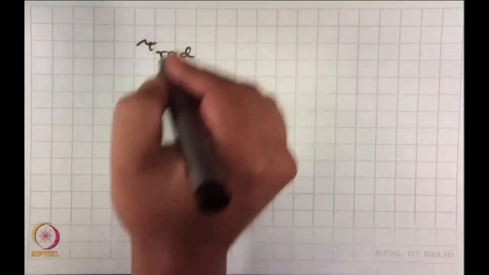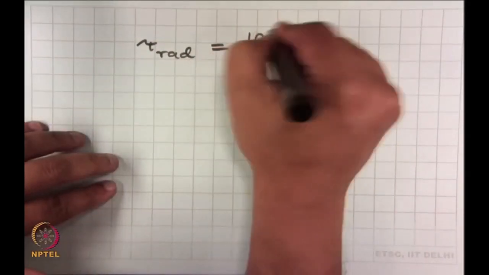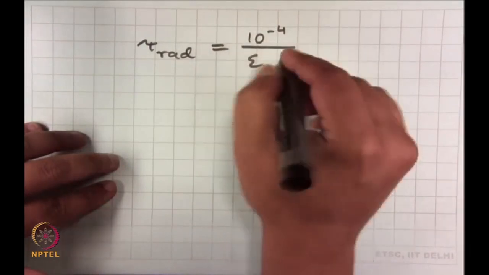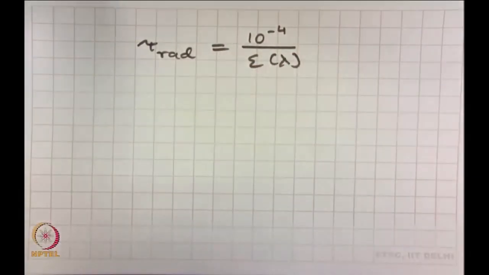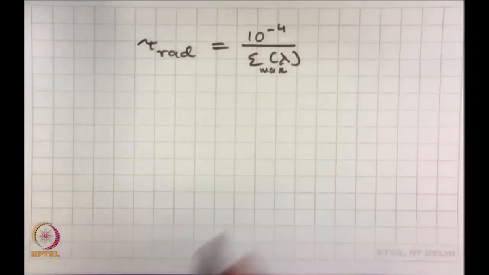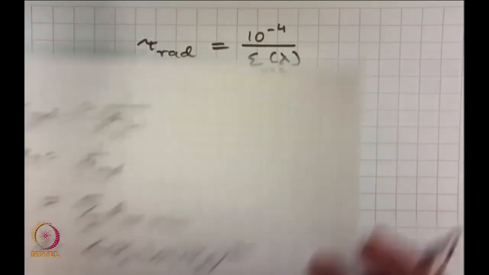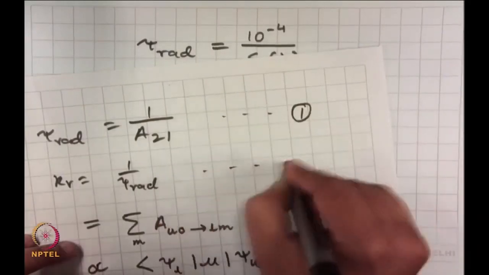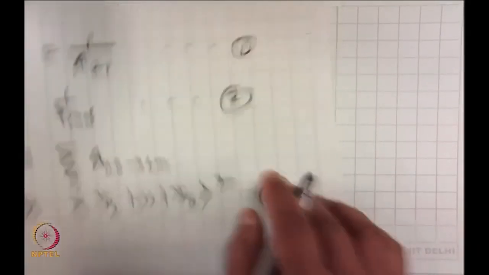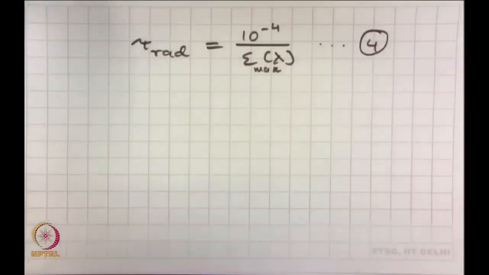So that was one, and the next thing is, I will not derive it but I will just give you another relation. So what I can write is that tau radiative, which can be derived from whatever we have, can generally or approximately be written as 10 to the minus 4 by epsilon max. I am not writing any equation numbers, but if I write this to be 1, this to be 2, this to be 3, then I can write this to be 4. So what it is telling you is that the radiative lifetime can be approximately calculated by this ratio, which is 10 to the minus 4 over epsilon max. Epsilon max is the maximum extinction coefficient for a given molecule, right?